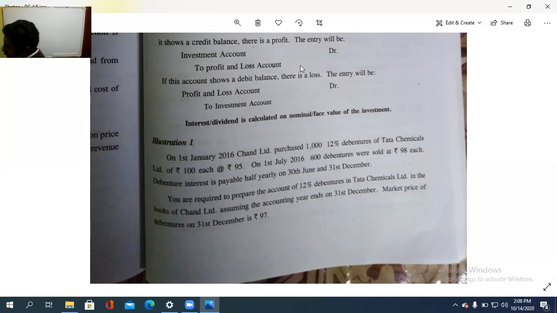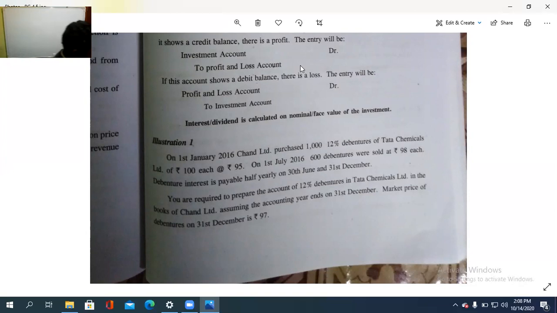If it is an ex interest purchase, then the entry is investment account debit, interest accrued account debit, to bank. The accrued interest is excluded from the purchase price. While if it is a cum interest purchase, then the entry is investment account debit to interest accrued, to bank, that is, the interest is included in the purchase price. Okay, and cum interest dividend and sale is there.